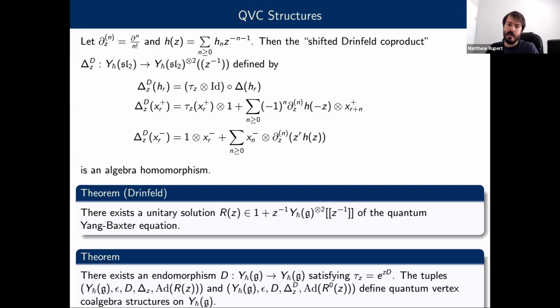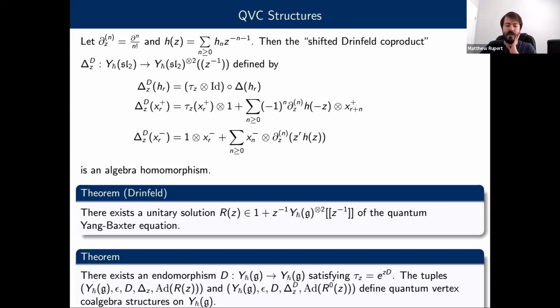Okay, and for the shifted Drinfeld coproduct, you also get a quantum vertex coalgebra structure, but here you need to take R0 of Z. R0 of Z is kind of like the centerpiece of the Gauss decomposition for R. You can think about this as like some matrices have an LDU decomposition where they're a product of a lower triangular, diagonal, and upper triangular matrix. And this is like the diagonal part of an LDU sort of decomposition for R.